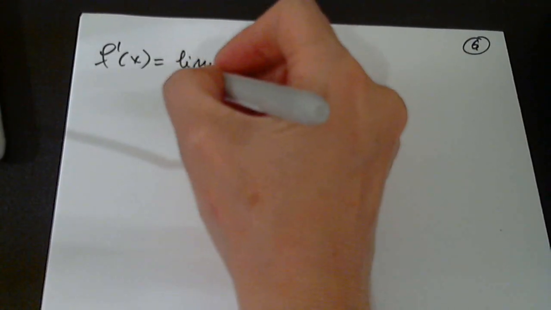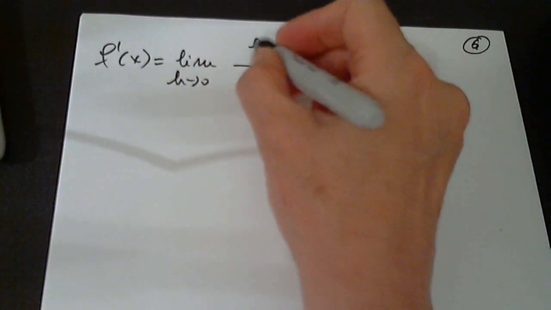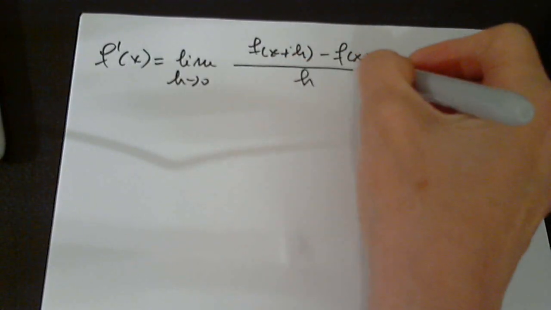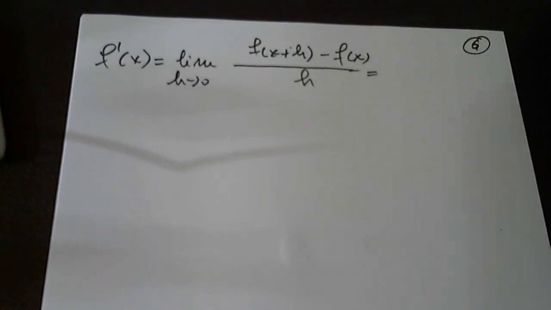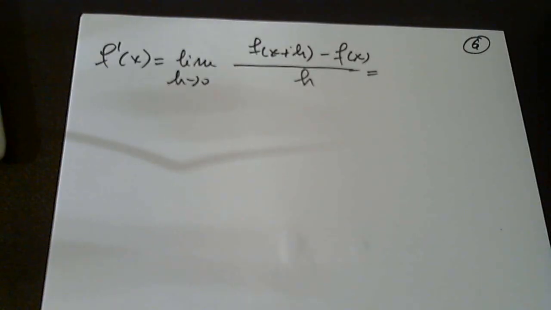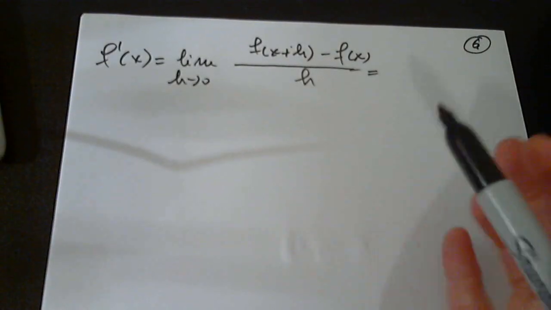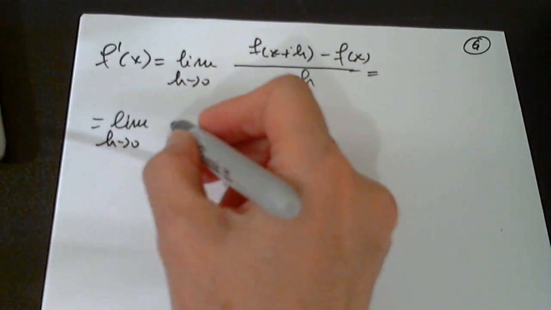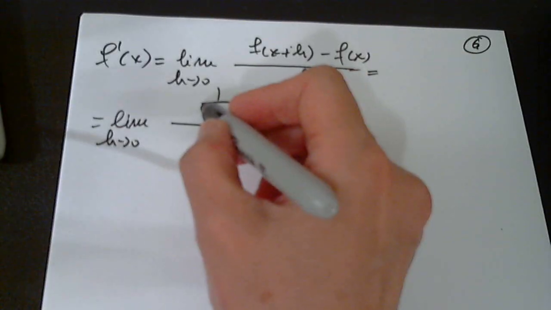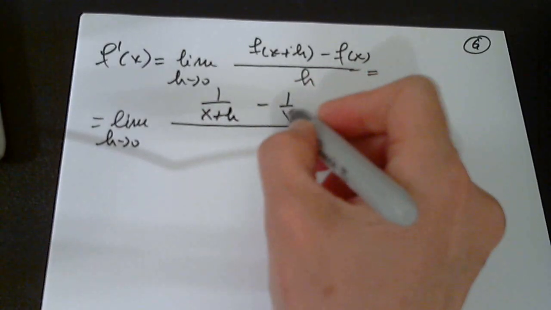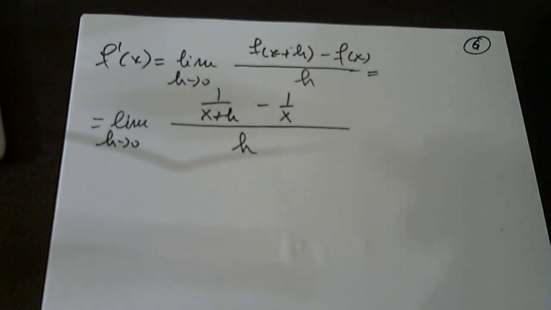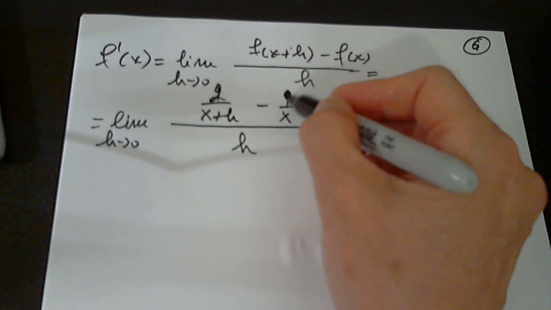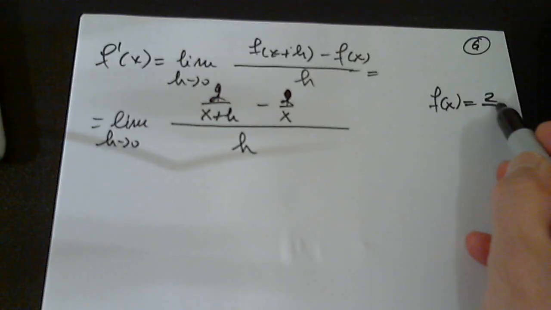So limit as h approaches 0 of the difference quotient, f of x plus h minus f of x, divided by h. Our function in this problem is 2 over x. Okay, so this is the limit as h approaches 0 of 2 over x plus h minus 2 over x, divided by h. Remember our function? Our function is 2 over x.